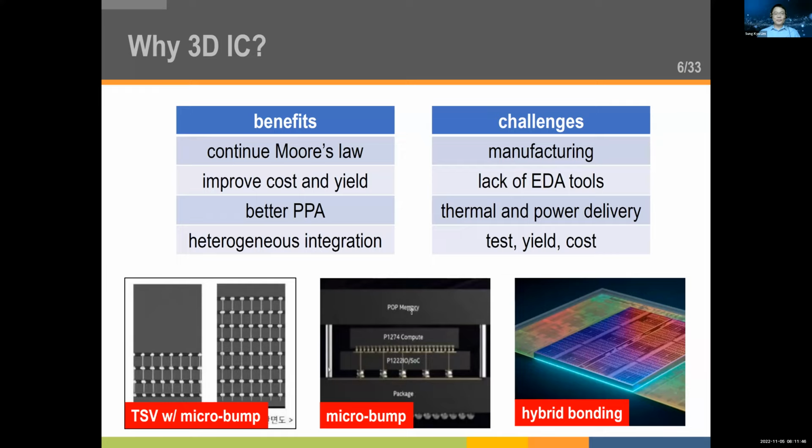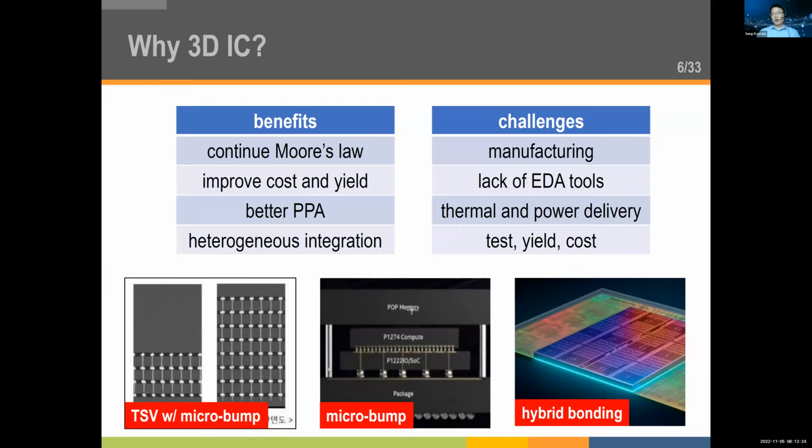The first, it continues Moore's law, which is a big deal to everyone in the semiconductor industry. So far, we have been trying very hard to make transistors small to add more transistors onto the same footprint. That's becoming incredibly hard these days, so there aren't that many foundries left in the game. But with stacking, if you need more transistors, you don't need to make the transistors small anymore. Just stack them, a linear increase.